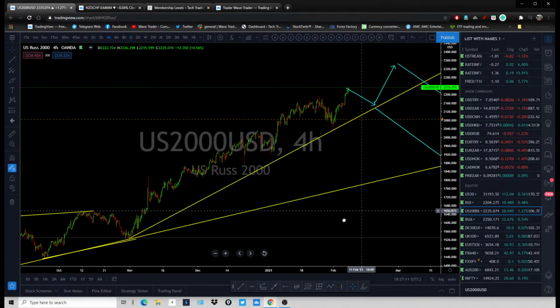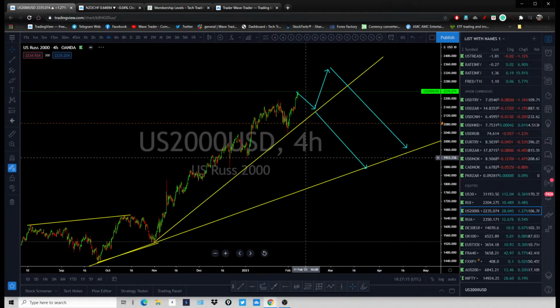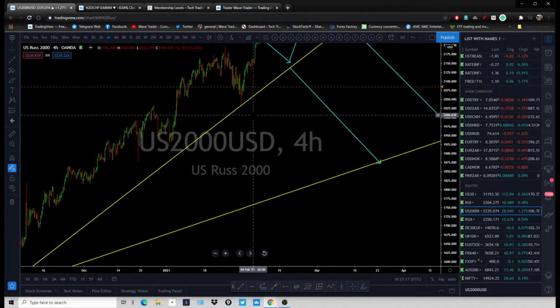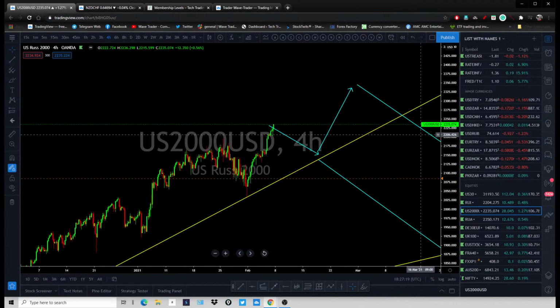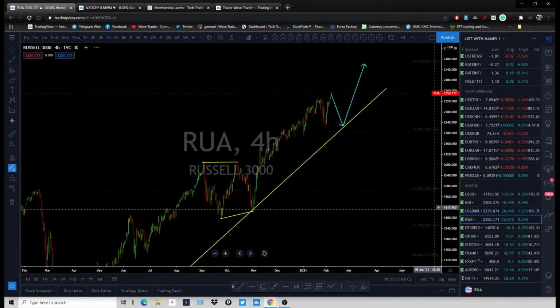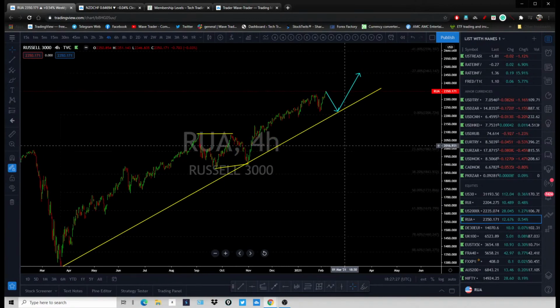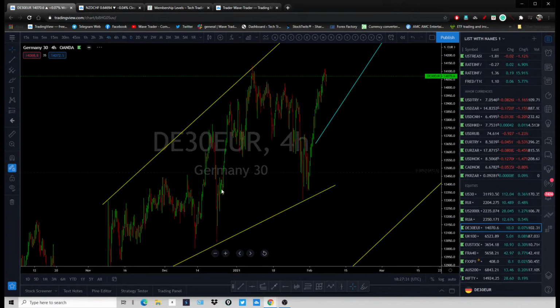It can correct and give us a deeper pullback, or give us a correction and keep trending for upside. As long as the Fed is printing money, just stay trending. Same goes for this chart. On Russell 3000, correct and go, for the short term. Same goes with this.